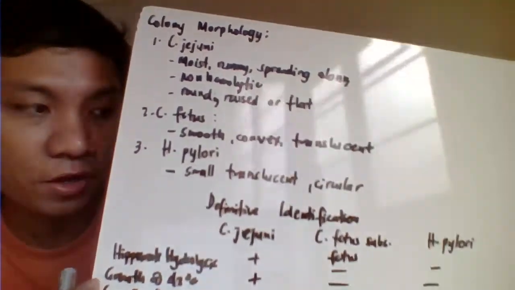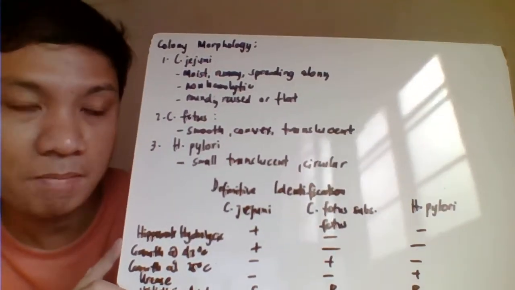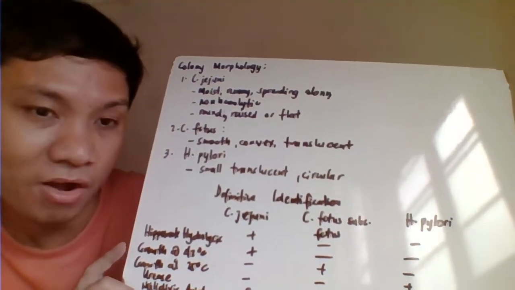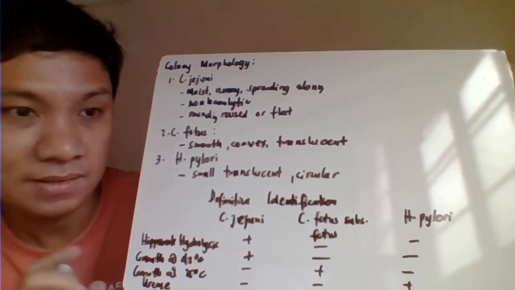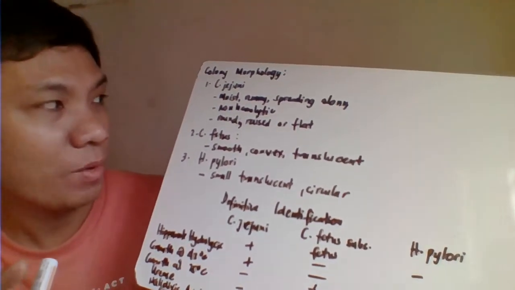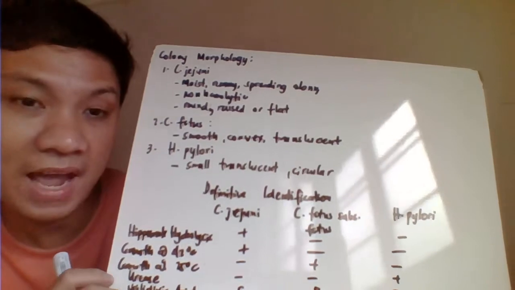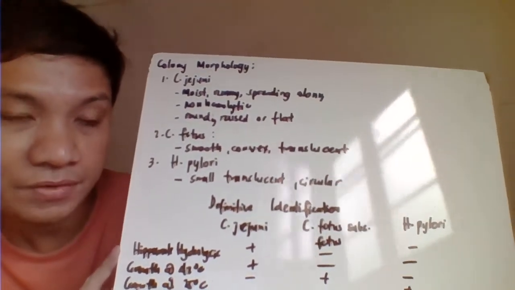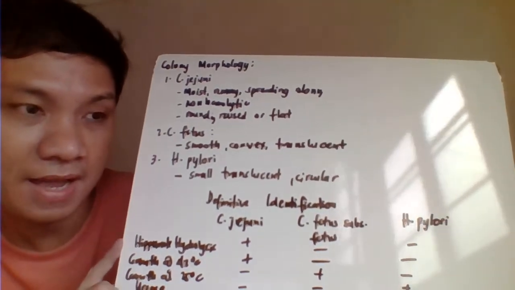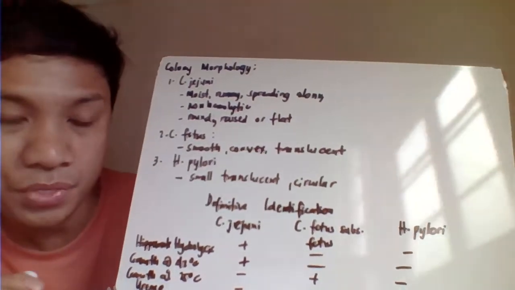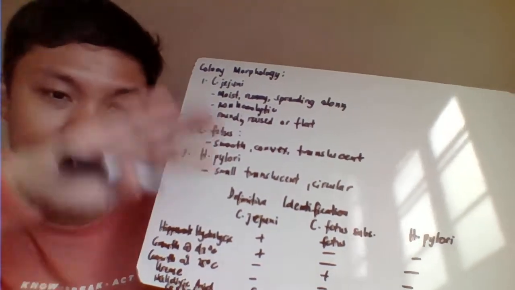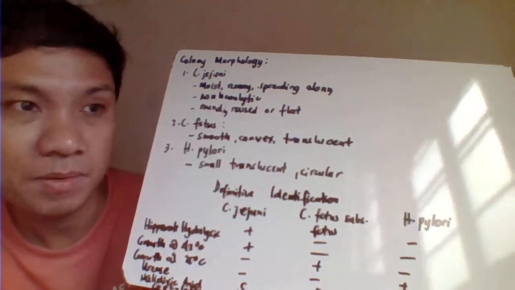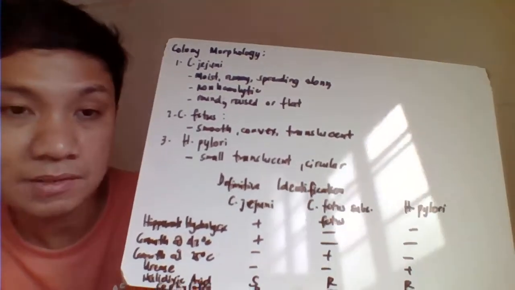Okay, then we have here the colony morphology. So in the case of your Campylobacter jejuni, that one would have here moist, runny, spreading colony. And usually that one is round. And that one would have either raised or even flat colony. That one is beta hemolytic. Your Campylobacter fetus, on the other hand, is characterized here by that one would have smooth, convex, and translucent colony. Helicobacter pylori appears to be circular, small, and translucent.